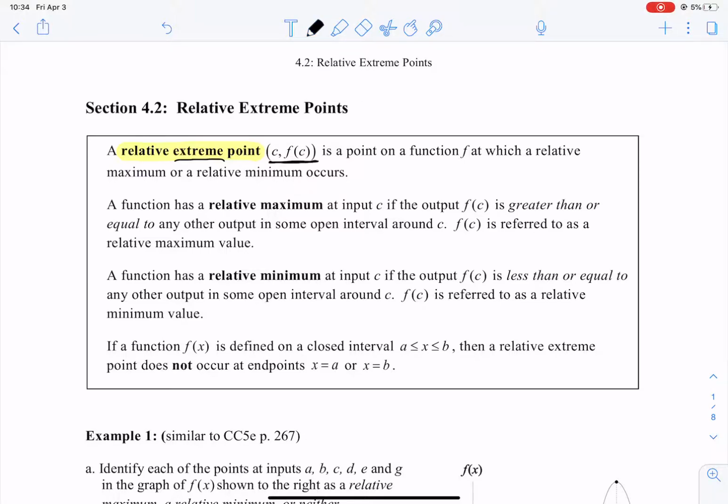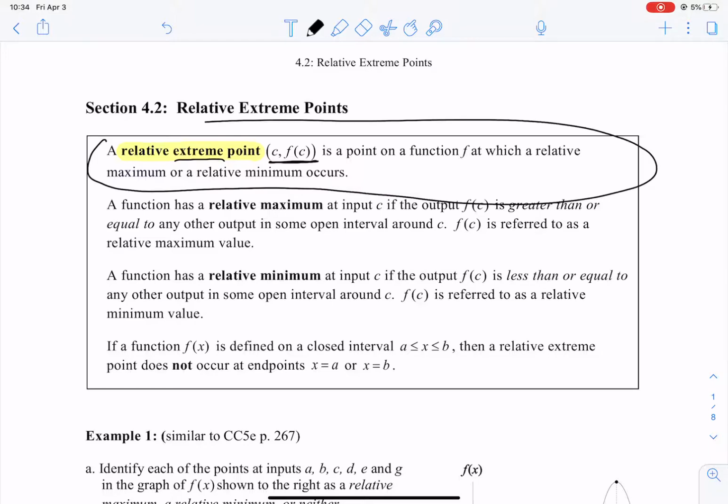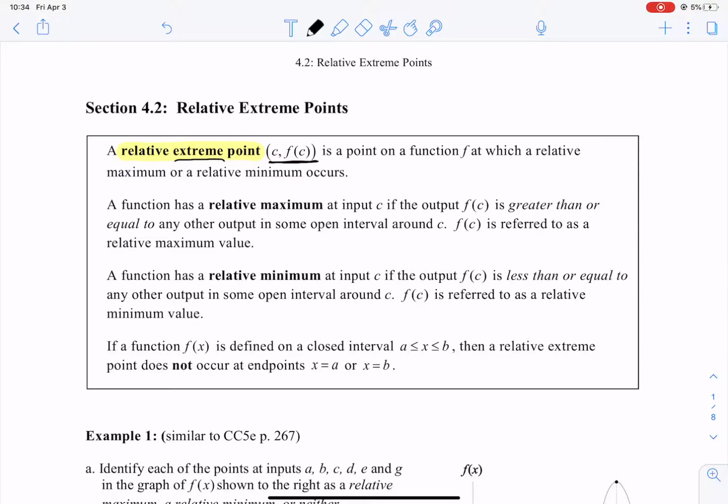Hello everybody. This video is about section 4.2, relative extreme points. So first, the first paragraph talks about the definition. A relative extreme point, f of c, is a point on a function f where a relative maximum or relative minimum occurs. So from this, we know a relative extreme point has two possibilities, relative maximum or relative minimum.